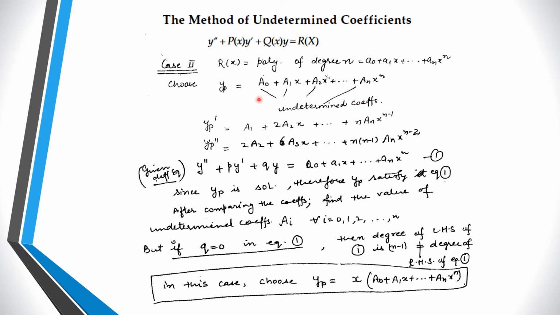Rather, we will multiply by x. So we choose yp to be x times this polynomial. Whenever the degree of the left hand side is not the same as the degree of the right hand side after substituting yp dash and yp double prime, it means this case will not work. So we choose the particular solution to be x times the n degree polynomial with undetermined coefficients.